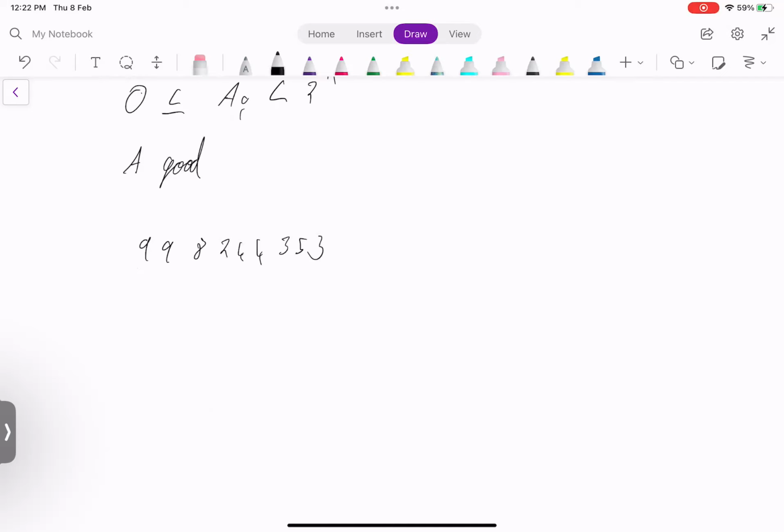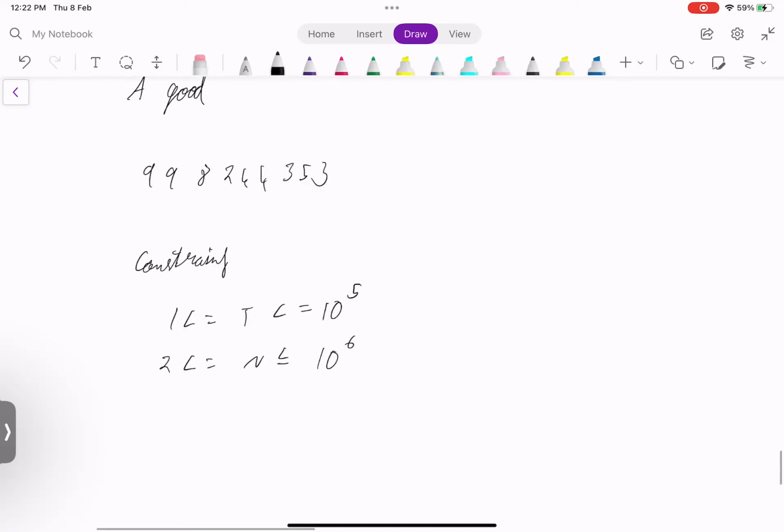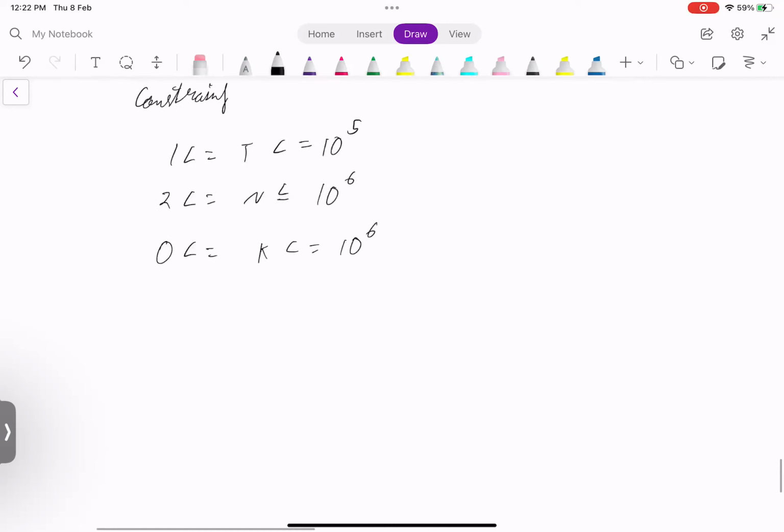Now if we look at the constraints, the number of test cases can be in the range 1 to 10 power 5, n can be in the range 2 to 10 power 6, and k can be in the range 0 to 10 power 6. So these are the constraints.